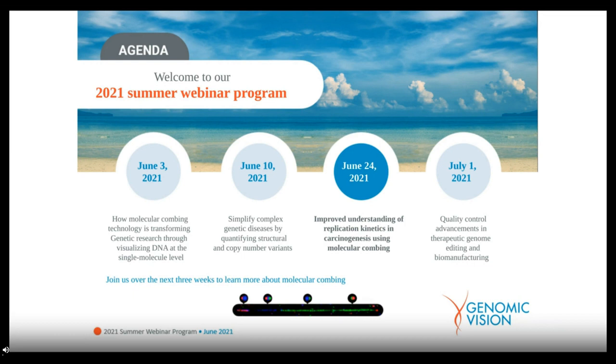And today we're going to go through the use of molecular combing to understand the replication kinetics and the mechanism of replication kinetics in cancer biology. So the difference between normal cells and cancer cells, and how this can be used with protein modification or drug screening. And in the next seminar on July 1st, you will learn the use of molecular combing in gene editing to qualify and quantify the genomic rearrangements happening after gene editing, after the use of CRISPR-Cas9, for example, or doing biomanufacturing for therapies.